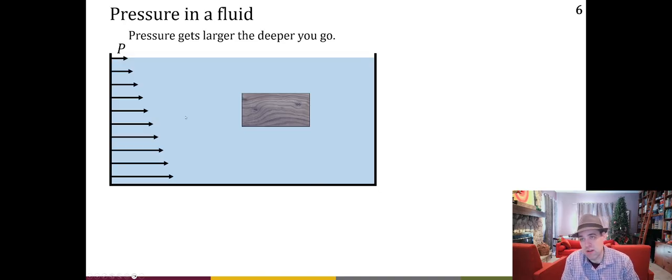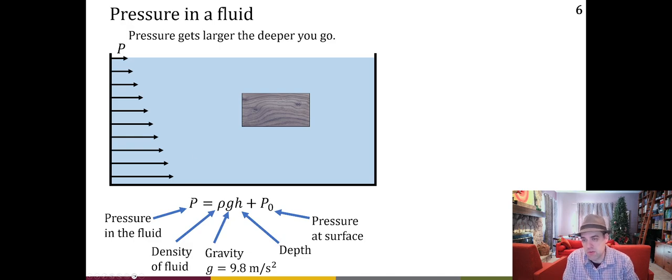Let's look at a pressure in a fluid now. As you go deeper into a fluid, now you have more weight of an object above you. So we have the atmospheric weight above us, and as we go down, we have the weight of water above us as well, which is going to increase the pressure that's going to be applied. So the deeper you go into a liquid, the larger that pressure is going to be. And we have an equation for that. Pressure in a fluid is equal to rho GH plus P0.